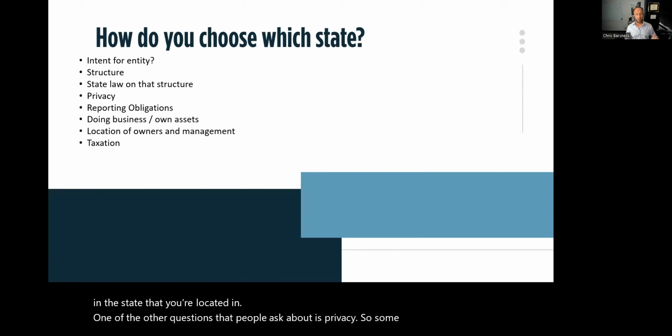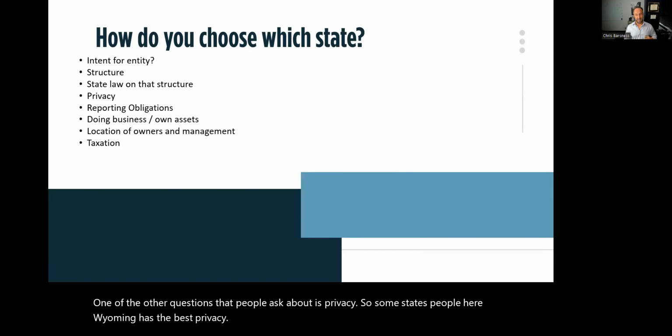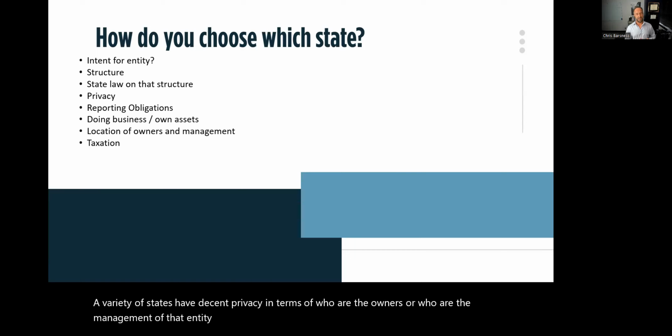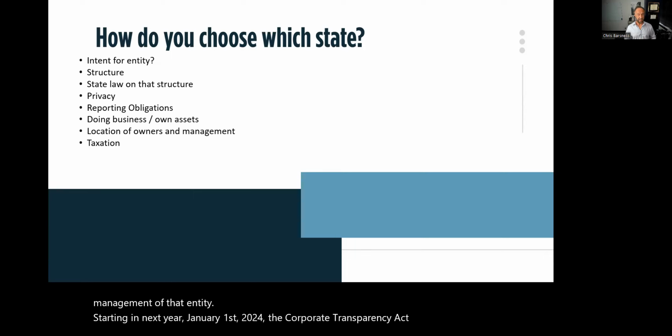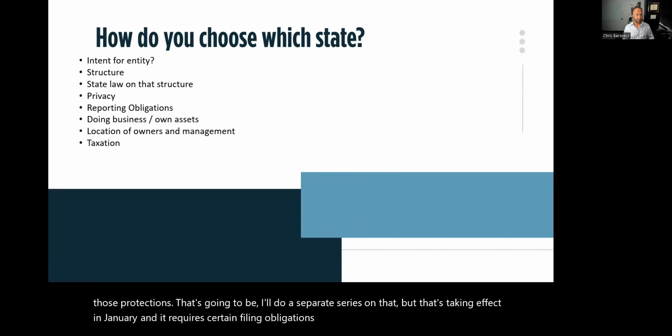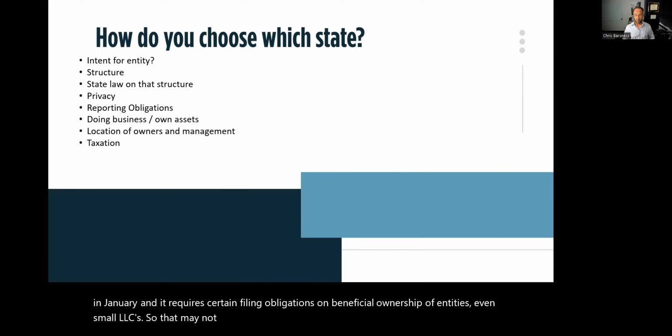One of the other questions that people ask about is privacy. So some states, people hear, oh, Wyoming has the best privacy. A variety of states have decent privacy in terms of who are the owners or who are the management of that entity. Starting next year, January 1st, 2024, the Corporate Transparency Act may eliminate a lot of those protections. I'll do a separate series on that, but that's taking effect in January, and it requires certain filing obligations on beneficial ownership of entities, even small LLCs. So that may not be a benefit anymore, privacy. But most states, Delaware, Texas, Nevada, Wyoming, have good privacy anyways.